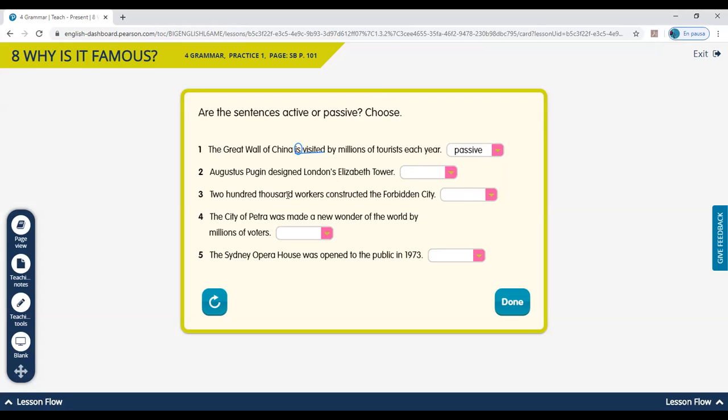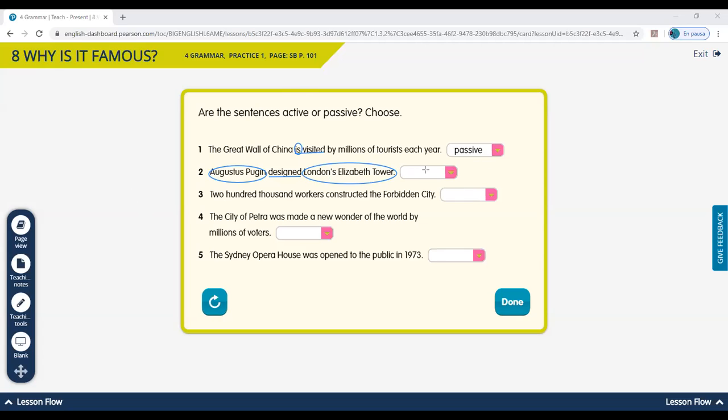Now, the number 2. August Perret designed London's Little Tower. So, I have a question. Do you have is, are, was, were? No, you only have a verb in the past, and that's all. So, remember the order. Active: subject. So here you have the subject, August Perret, verb, and object. So, it is active.